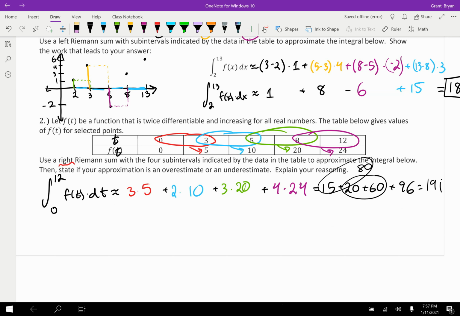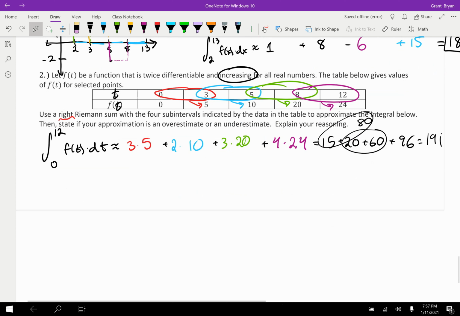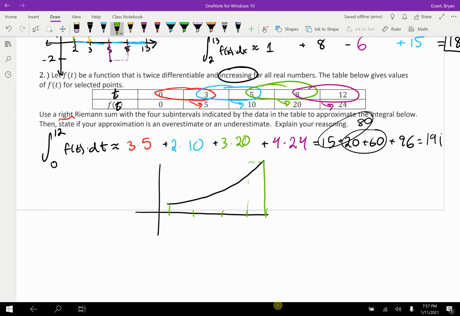But is this an over or an under approximation? Oh, well, look what they've told us. Our function is increasing for all values, and all these values are positive right here. So let's draw a quick increasing graph, like so. And then we did a right Riemann sum. So we're just going to split this into a couple subintervals to get a picture. Look at my right Riemann sum. Oh, look at that. I think we have overestimated my graph, based on the picture.